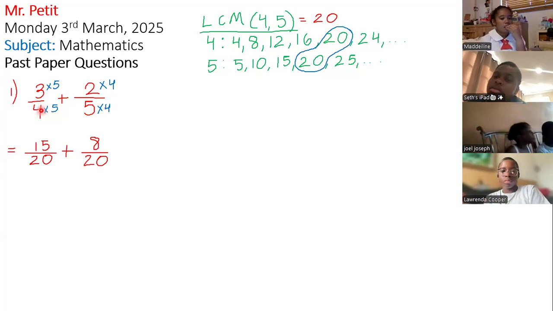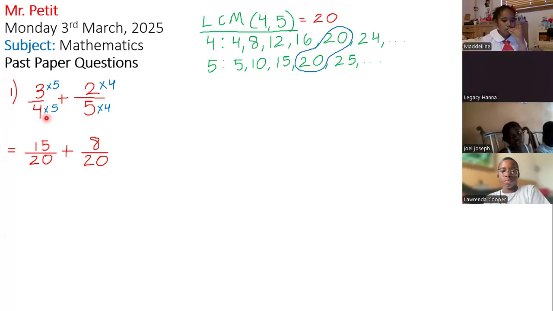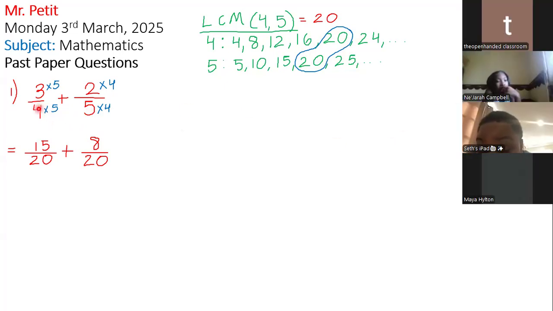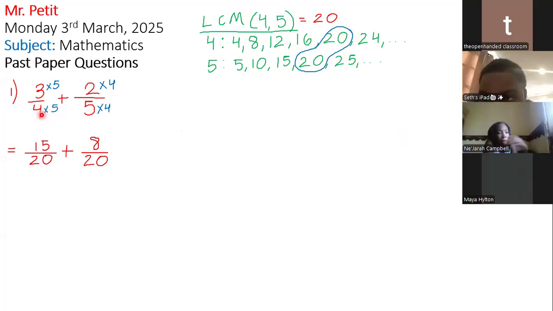See, Seth, these two numbers are not the same. They are unlike denominators. And because they are unlike denominators, we have to make them the same before we add. You understand that? Yeah. So what times 4 gives me 20?